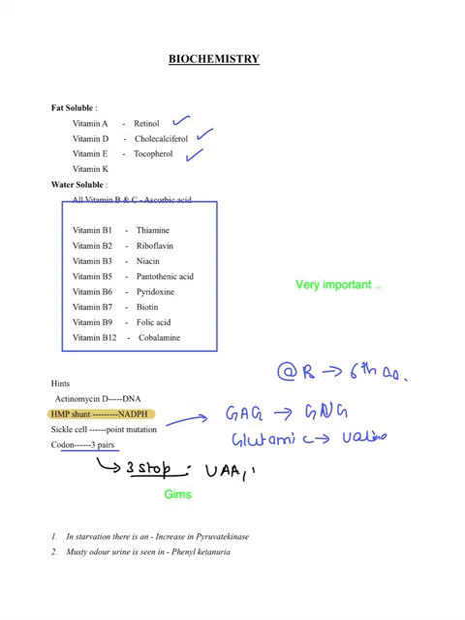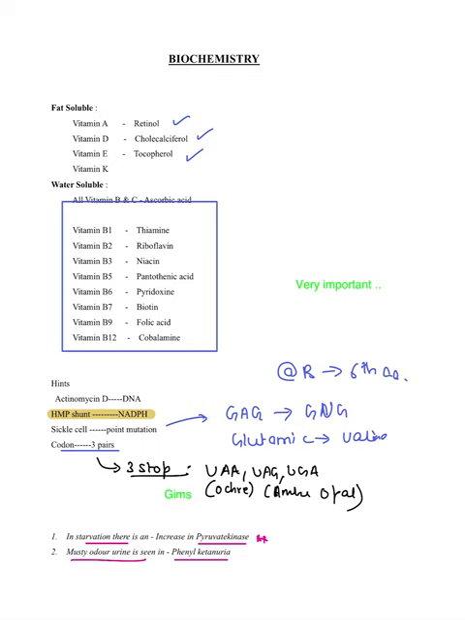What are the 3 stop codons? UAA, UAG and UGA. What are these? These are ochre, amber and opal, if you can recall, okay. So see, you have our 21st amino acid discovered, that is known as selenocysteine. See, musty odor is seen in phenylketonuria, already discussed. In starvation, there is an increase in pyruvate kinase, okay.